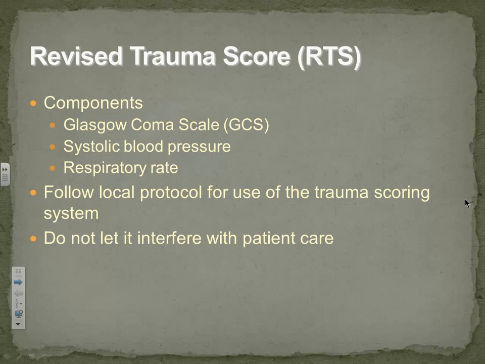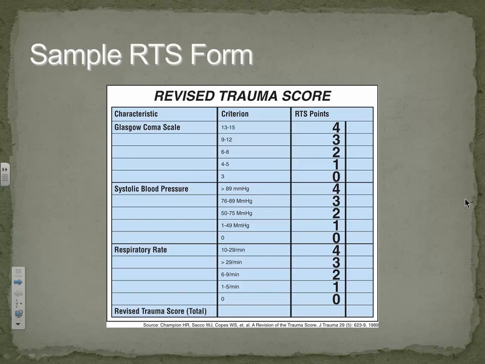Do not let getting a trauma score or even a Glasgow Coma Scale interfere with care of your patient. This is just a sample of the Glasgow Coma Scale along with the other two criteria. So that you can see, like the blood pressure, if it's greater than 90, they get full points, because 90 and above is a blood pressure within normal limits. When it hovers around 90, you get a little bit nervous, but 90 is the cutoff. Below 90, it goes down from there.